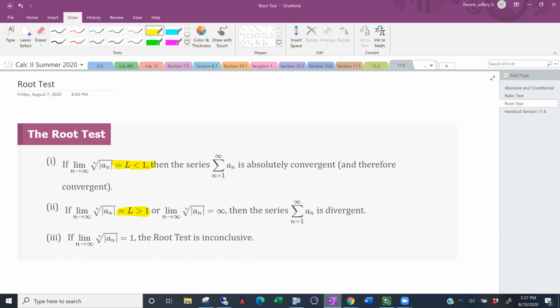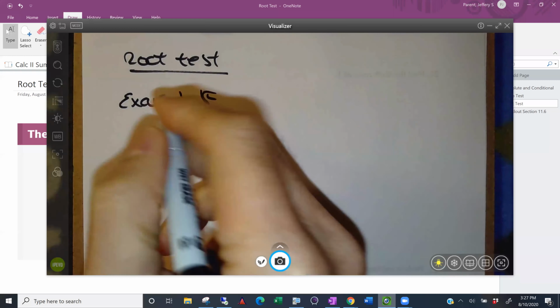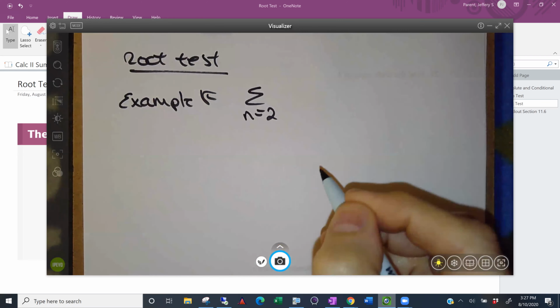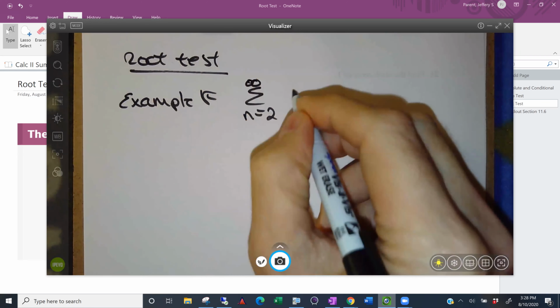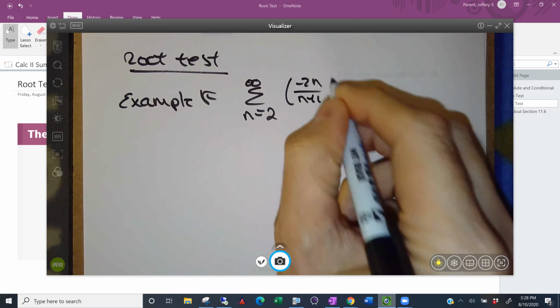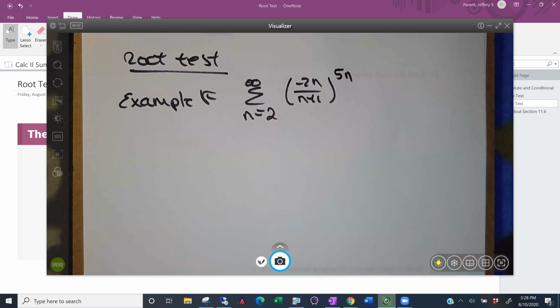So now obviously you don't want to apply this for every type of sequence. It's just things that look like they might simplify pretty nicely. So an example would be, let's see, we're at F now, I guess. So we'll do example F. And let's look at the series, the sum from n equals 2 to infinity of negative 2n over n plus 1 to the 5n power.